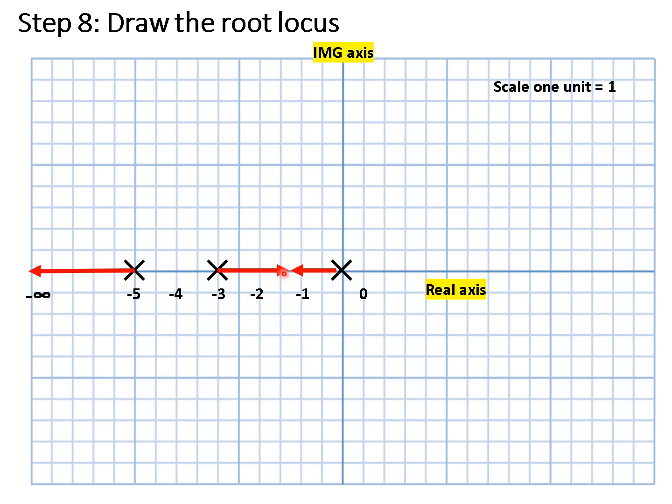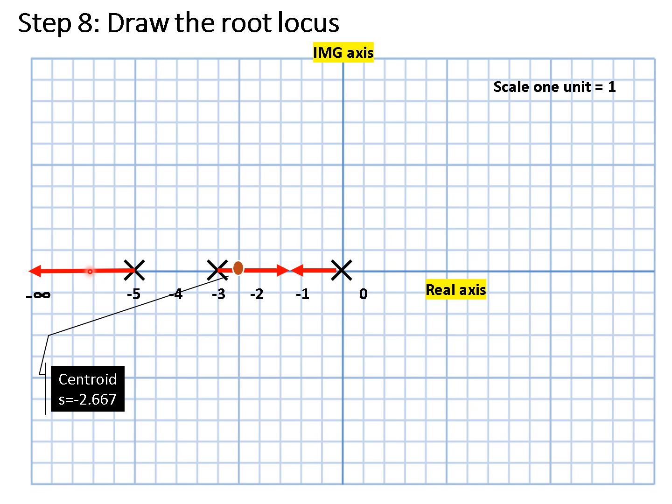If I keep the cursor at this point, towards the right there is only one pole, which is odd, so the root locus exists from 0 to -3. Similarly, if I keep the cursor at this point, to the right side there are two poles, which is an even number, so no root locus exists between -3 and -5. And finally, if I keep the cursor at this point, to the right side there are three poles, so it is an odd number, so the root locus exists at this point.